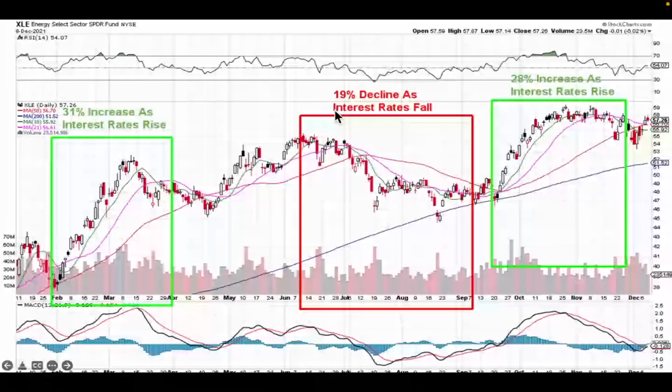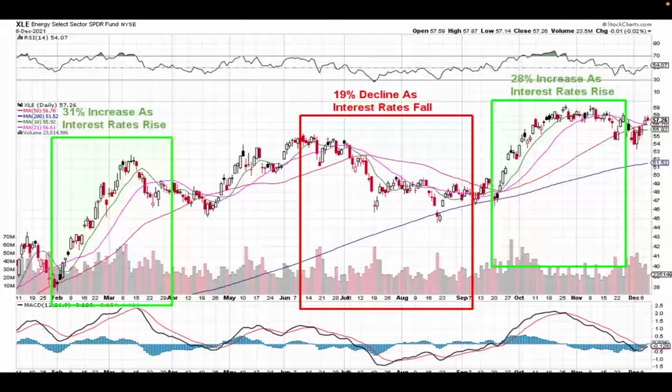We did get a steep decline in interest rates into this period here, and energy stocks faltered. Likewise, again, later in the year, as rates rose, we did see energy on the rise.